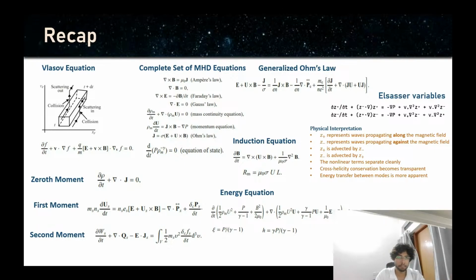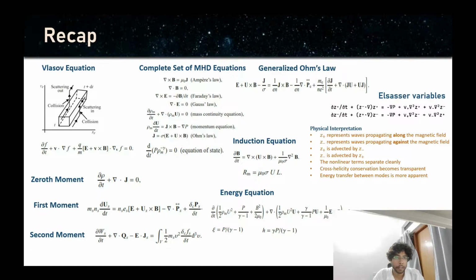So, Vlasov equation is this equation, where F is the particle density distribution in the phase space, and it also considers collision of particles, due to which some particles may be scattered in or out of the volume, but the particle density is governed by this equation.